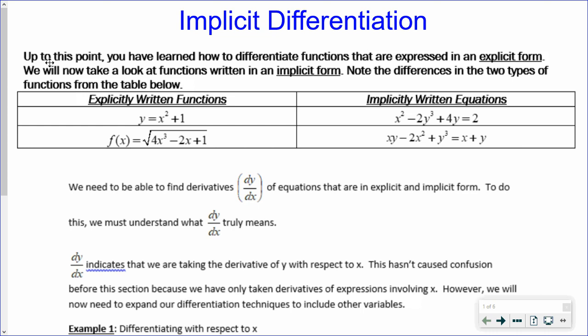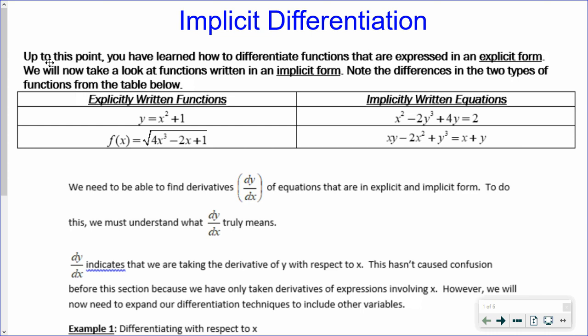Explicitly written functions, all that means is that the equation is solved for y. So the equation is written as a function of y in terms of x, okay? Or like f of x is your function in terms of x. So it's y in terms of x, meaning y is equal to some function in terms of x.